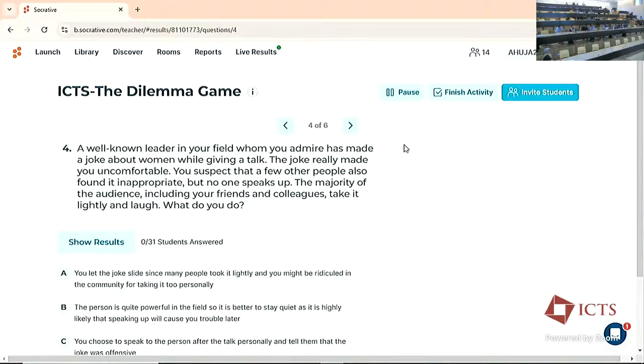Okay. So the next one is: a well-known leader in your field whom you admire has made a joke about women while giving a talk. The joke really made you uncomfortable. You suspect that a few other people also found it inappropriate, but no one speaks up. The majority of the audience, including your friends and colleagues, take it lightly and laugh. What do you do?